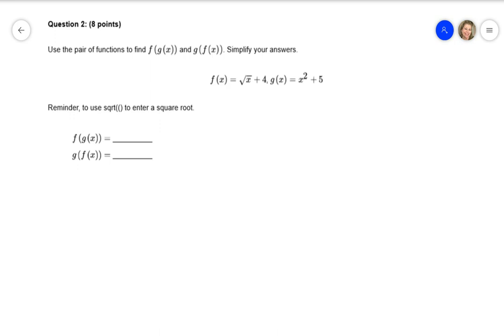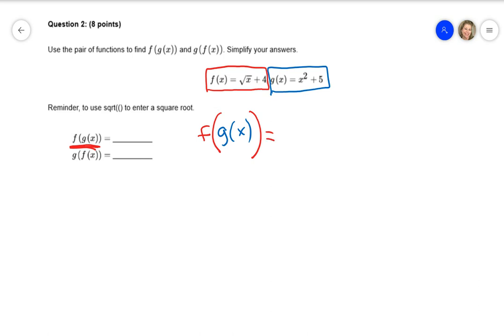This is a problem that involves composite functions, and composite functions are literally when you put one function into another. So I'm going to try to color code this. I'm going to let f of x be red and g of x be blue. And the first thing they want me to figure out is f of g of x. So I'm literally going to take f of g of x. I am going to be putting the blue function into the red one.